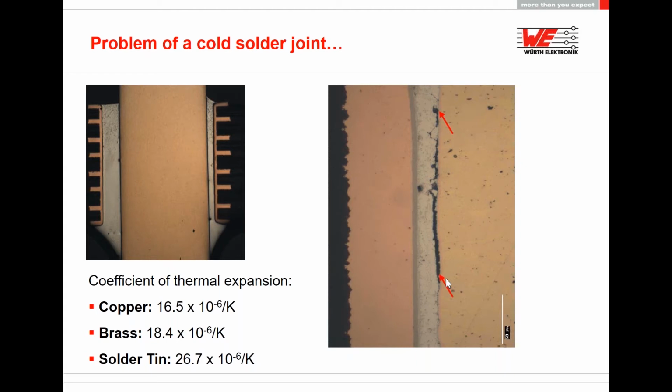And if we have connectors for signals, for example, it's not a big problem if we can't transfer signals. But if we have connectors for high currents, the result of such cracks is very high resistance, and with the high resistance there is a lot of heat, and the PCB can be damaged or can burn down. This is the main problem of cold solder joints. We don't have cold solder joints with press fit technology, and that's the point that makes press fit technology so reliable.